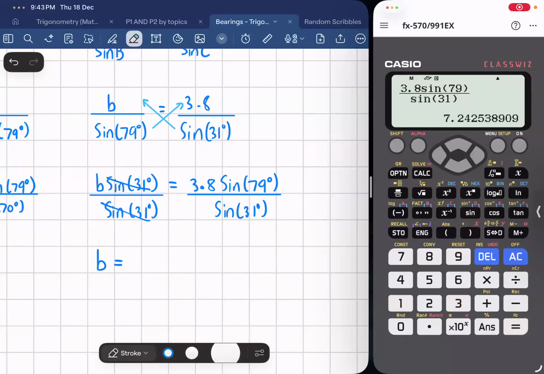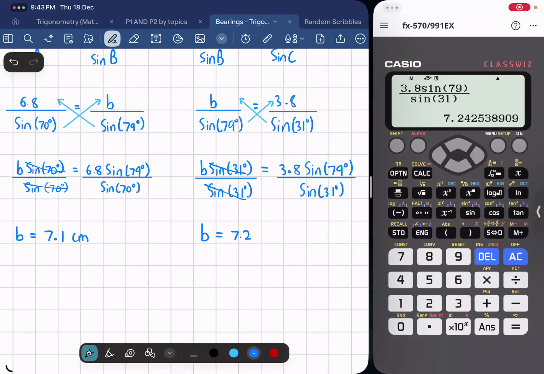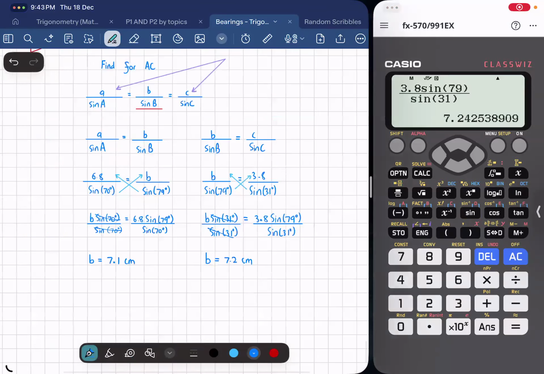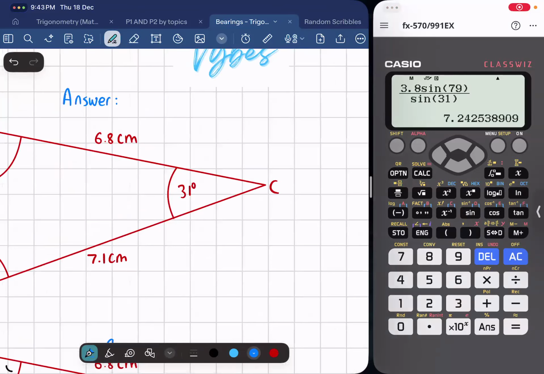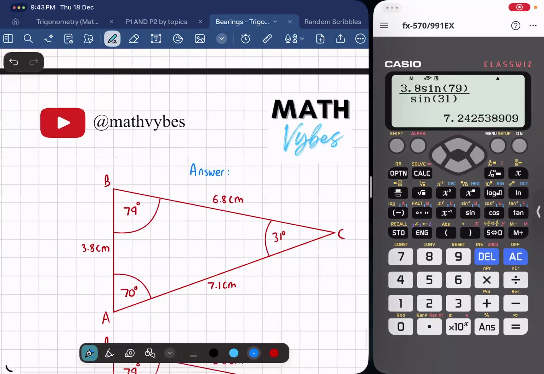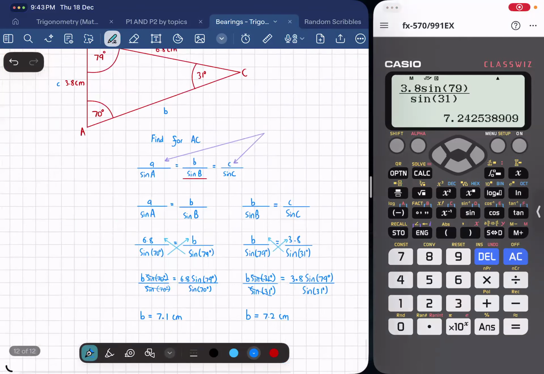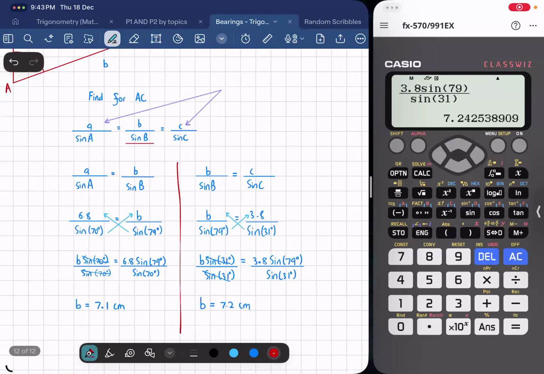So when you work it out, you get 7.24, right? And we could both agree that that's more or less the same thing as 7.1. You get 7.2, and the reason for that is because the values we are using are rounded off values. If you actually measure this, it might not be exactly 31, and that 79 mightn't be exactly 79. So all these things you need to factor in. Do you understand that you get the same answer, more or less? Yeah.